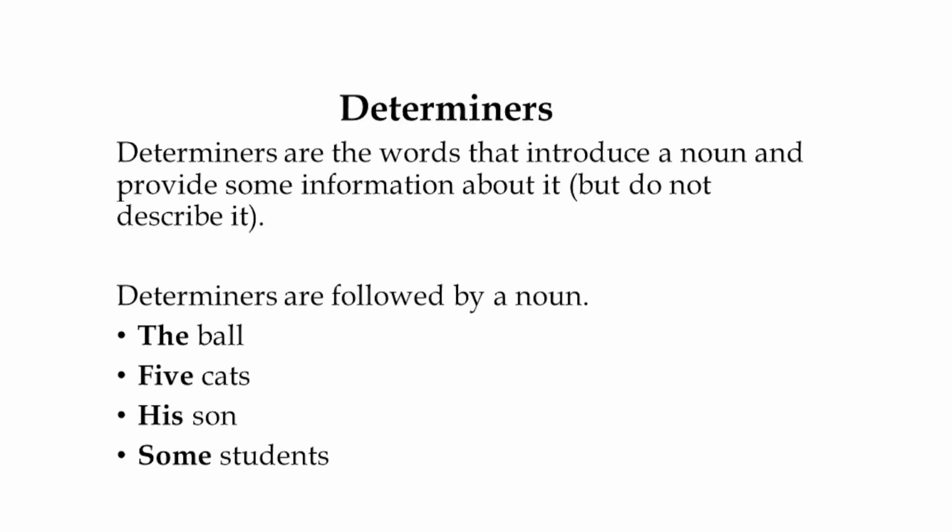What is a determiner? Determiners are words that introduce a noun and provide some information about it, but do not describe it. Determiners are followed by a noun. I've given examples: the ball, 5 cats, his son, some students. In all these, the, 5, his, some are examples of determiners. They introduce the noun. The work of a determiner is to introduce the noun, and it does not describe the noun.